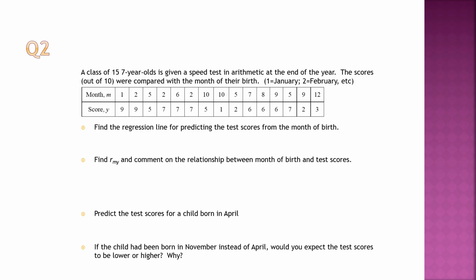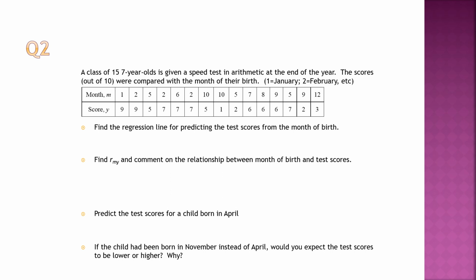Okay, so now we're going to do question 2. A class of 15 7-year-olds, so you know there's 15 sets of data there. The scores were out of 10 were compared with the month of their birth. So what are they saying? When the month is 1 it is January, month 2 is February, when it's 3 is March, like that. When it's 4 is April.